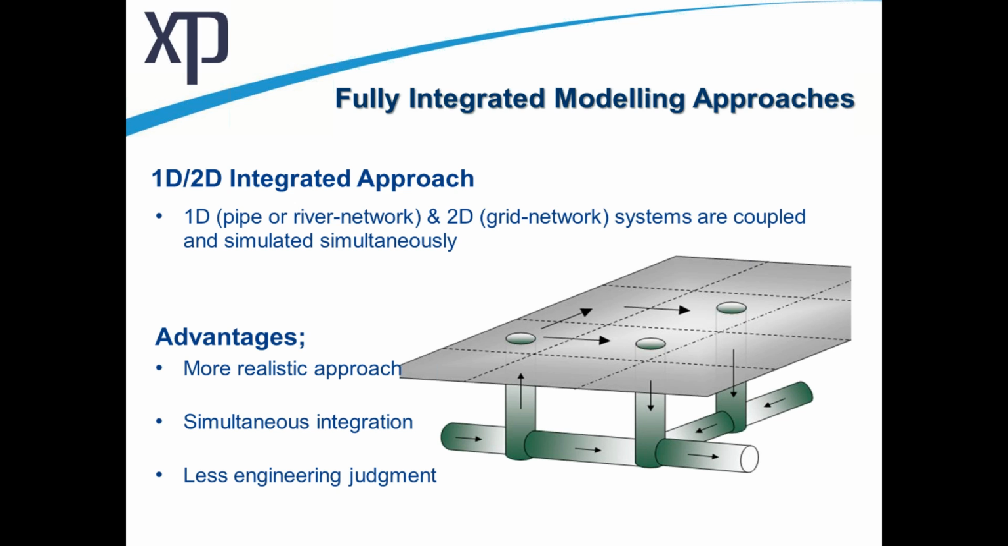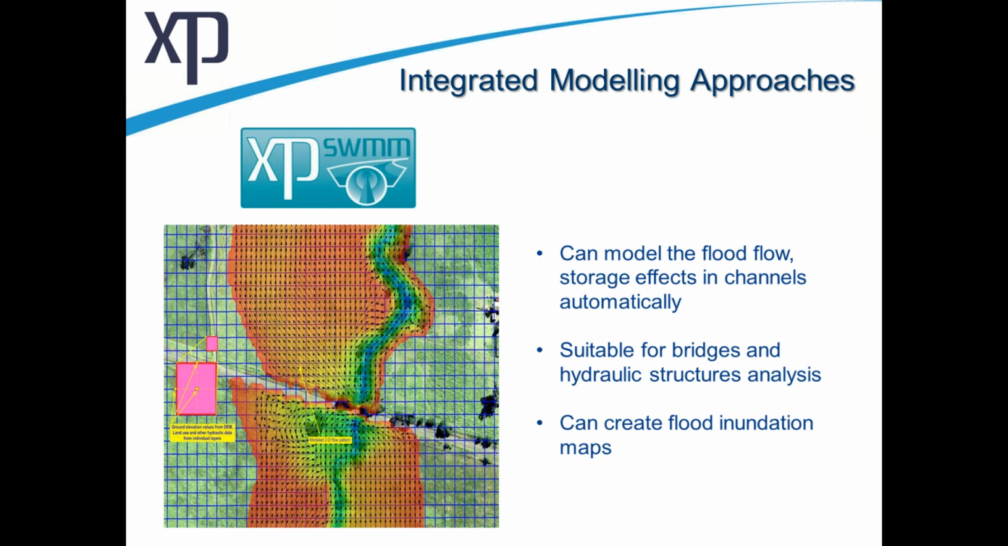The advantages of this approach are that we're going to get realistic and more accurate results. We will have simultaneous integration between 1D and 2D, and we will need less engineering judgment. With this approach, 1D 2D integrated models, we can model the flood flow routes, simulate the storage effect in the channels, which will reflect the physical reality, simulate bridges and many other hydraulic structures, and create flood inundation maps, as we will see in the next webinar.